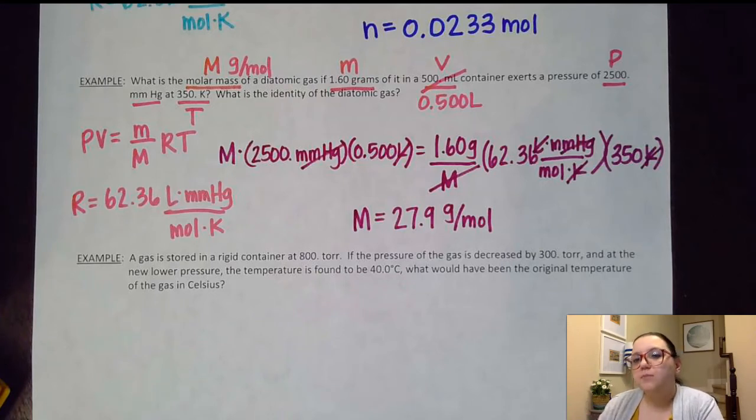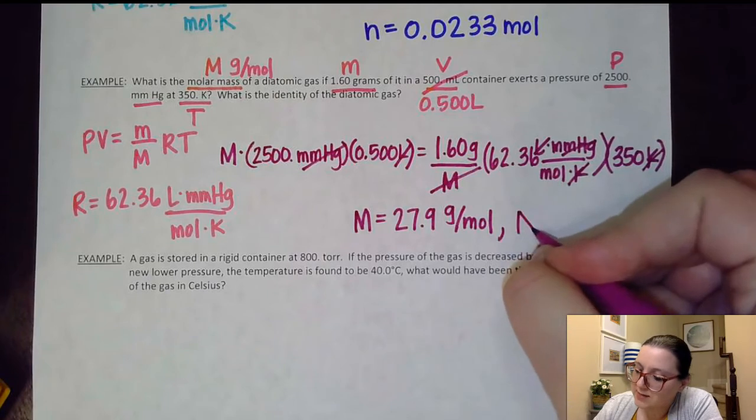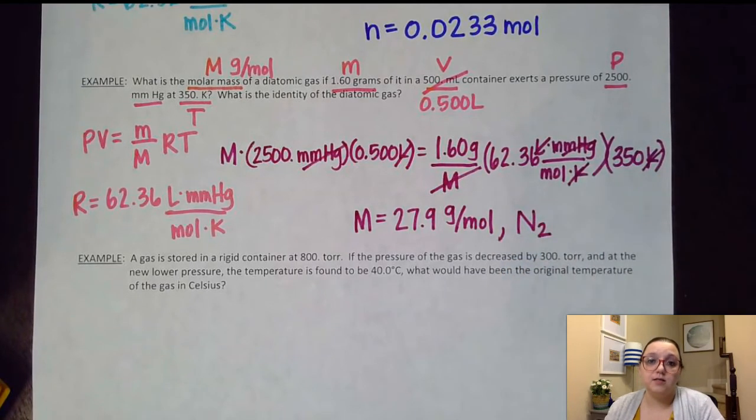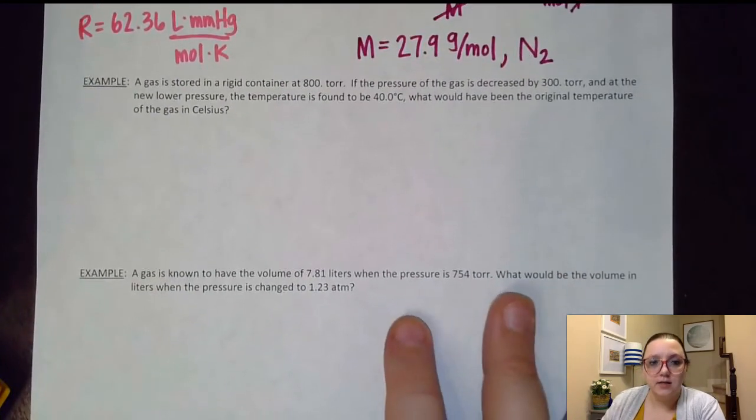And if I go look at the periodic table to find an element that's about 14 grams per mole, I will find that that is nitrogen. So that means this diatomic molecule must be N2. Now, does the molar mass come out perfect? No, it doesn't. But again, it's experimental data, so it may not be on the nose perfect. All right, let's look at another one here.